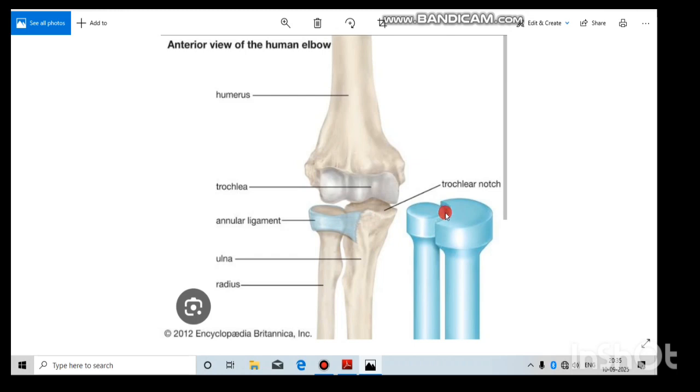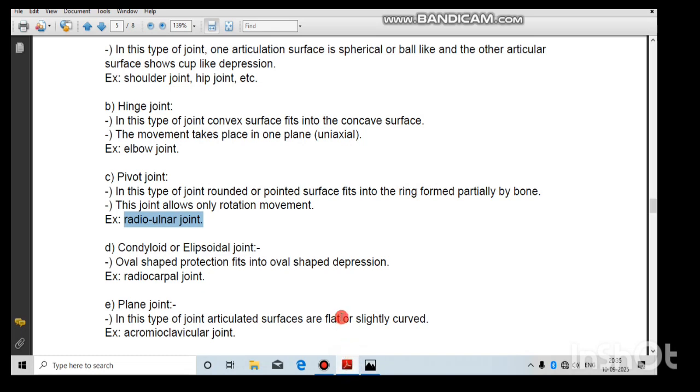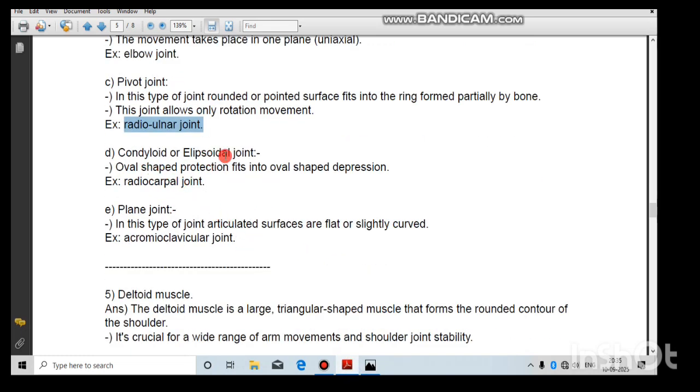So we will call this type of joint the radio-ulnar joint. Here one bone is having a cup-like, ring-like surface. So it is the radio-ulnar joint, and what type of joint is it? It is a pivot joint. The next types of joint we have are the condyloid or ellipsoidal joint and the plane joint. Students, you can include these two joints in your examination, or if you don't include them, that is also fine.